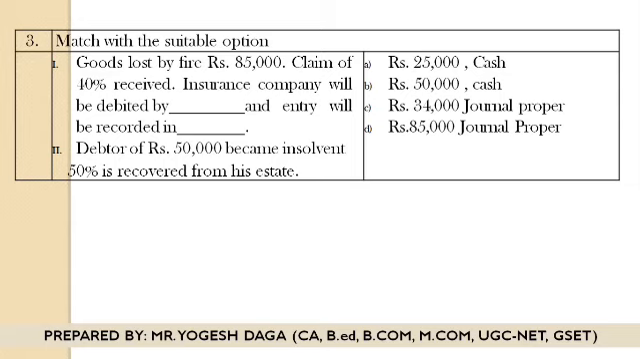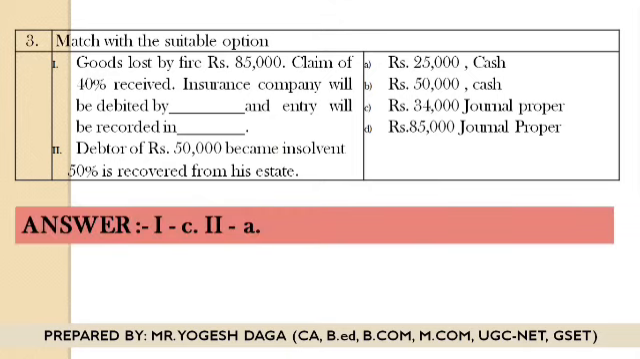Now second, debtor of 50,000 become insolvent and 50% is recovered from his assets. तो हमें 50,000 में से 50% ही मिल पा रहा है, मतलब हम लोग को 25,000 ही मिलेगा. आप देख सकते हो पहले ऑप्शन के अंदर भी 25,000 लिखा हुआ है. एंड यस, ये हमको किस फॉर्म में मिलेगा, कैश फॉर्म में ही मिलेगा. सो यस, फॉर सेकंड द करेक्ट ऑप्शन इज ए. So here is the answer. So for first the answer is C, and for the second the right answer is A.